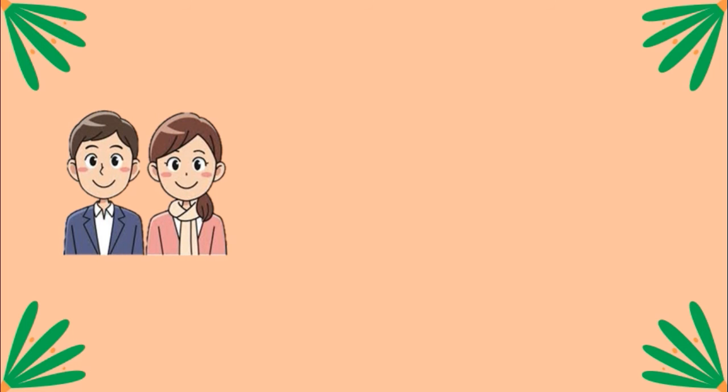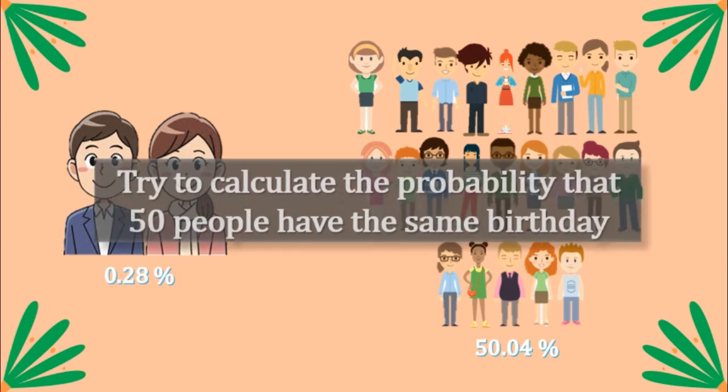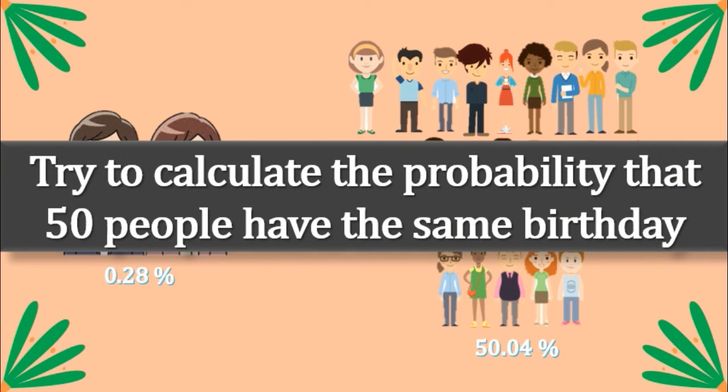When we calculate the possibility for two people, we just get a number that is quite far from 50. But when we calculate for 23 people, we get a number that is more than 50. So, we can conclude that the more trials you run, the closer the real probability is to 50% or more. If you don't believe it, try to calculate the probability that 50 people have the same birthday, and you will find that the result is more than 50%.